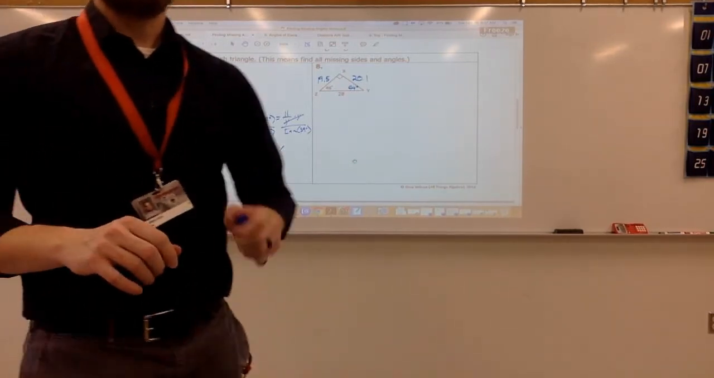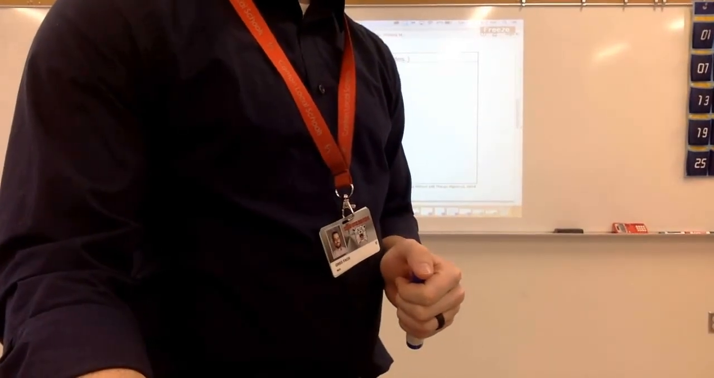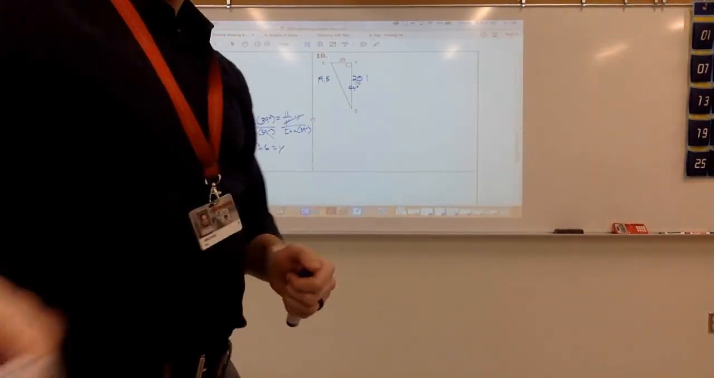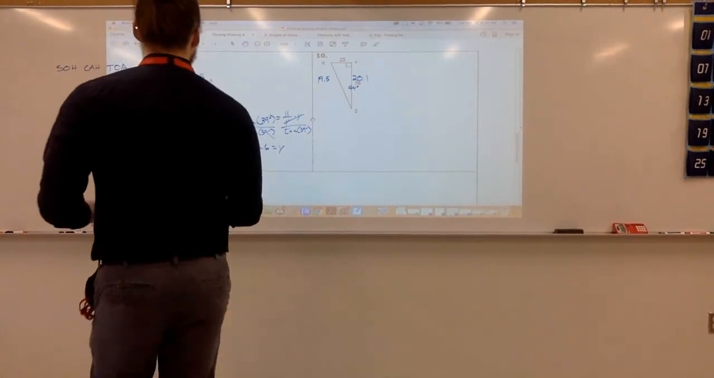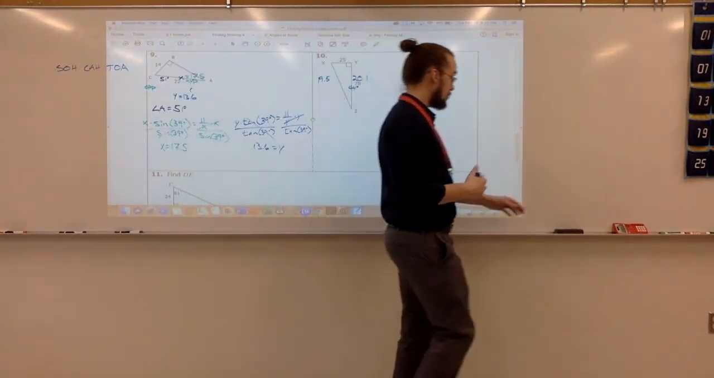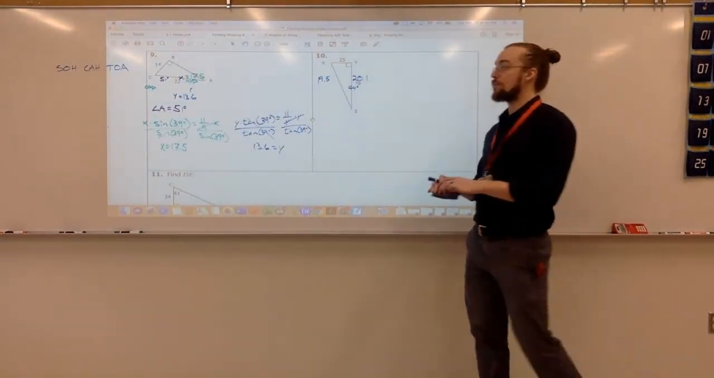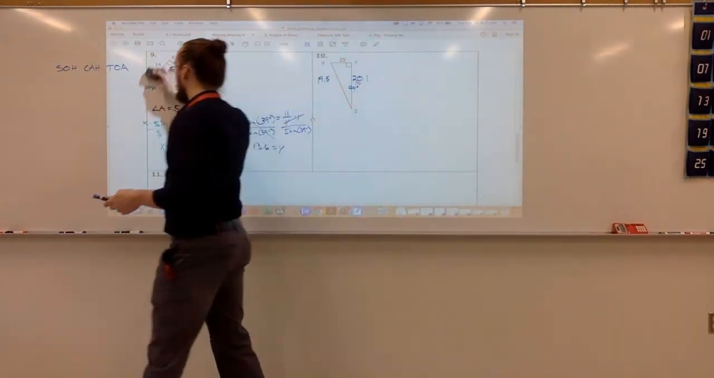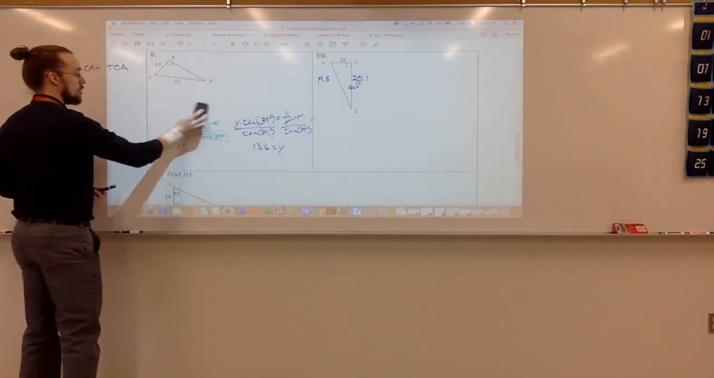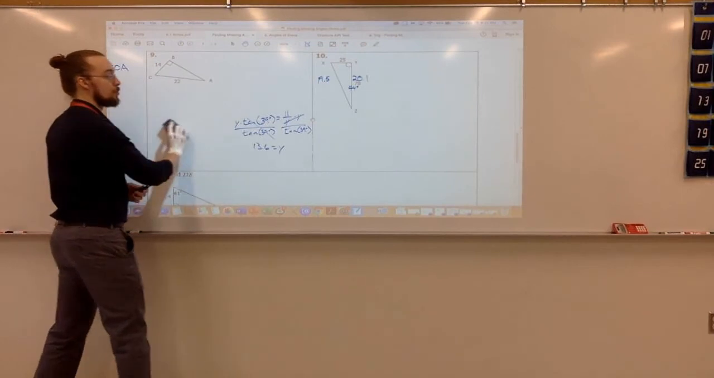Alright. And let's flip over to the back. We're running a little short on time. So I am just going to do a couple of examples here. In numbers 9 and 10, it's still the same idea. We want to solve the triangle. But in both of these, I'm only given the right angle and then two sides.